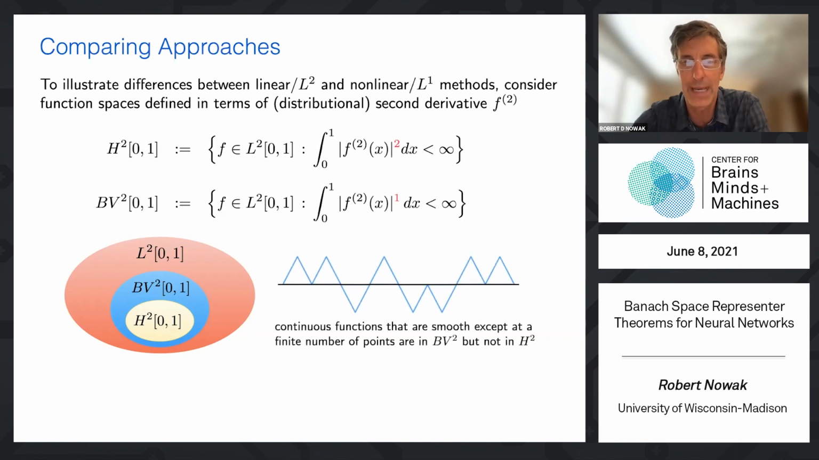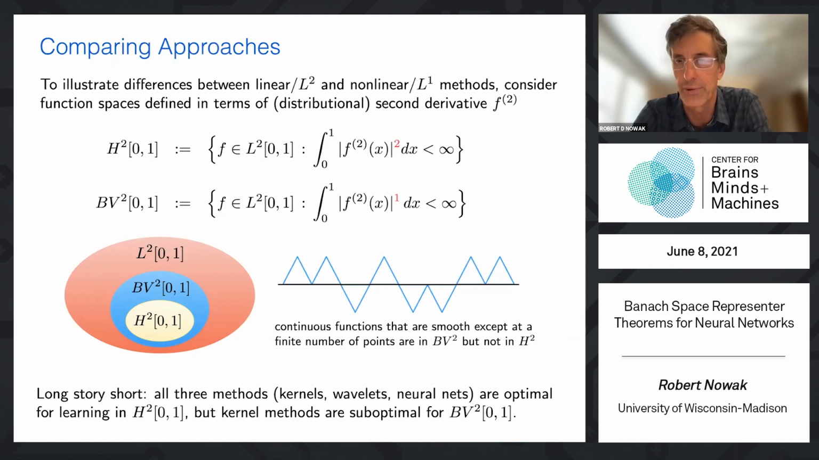To give you an example of a simple function that has this bounded variation property but doesn't belong to a Sobolev space, here is a little triangular wave function. This is an example of a continuous function that's very smooth, except at a finite number of points. Functions like this are in this BV2 space, but not in the Sobolev space because of those points where the derivative is discontinuous. The main point is that there are simple functions that we can capture with BV2 that can't be represented using a Sobolev space.